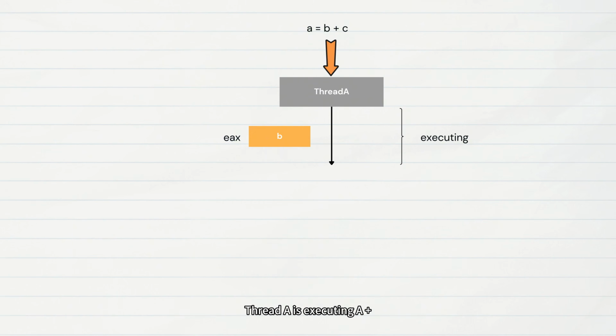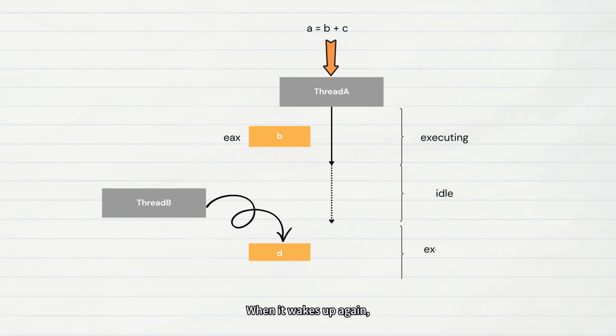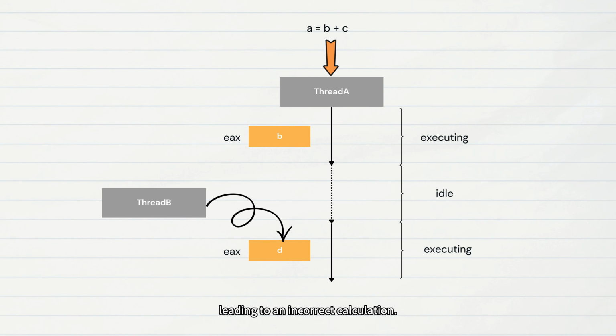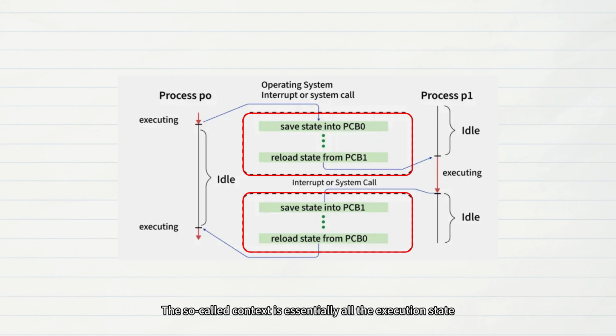For example, thread A is executing A equals B plus C and has just loaded the value of B into register EAX. Before it can load C, it is forcibly switched out, and the value in EAX is not saved. When it wakes up again, the value in EAX may have been overwritten by another thread, leading to a completely incorrect calculation. Worse, if the RIP pointer is lost, the thread won't know which instruction to execute next, potentially causing the process to exit abnormally. So the so-called context is essentially all the execution state required for a thread to be paused and later resumed, the data needed to save and load a thread state.